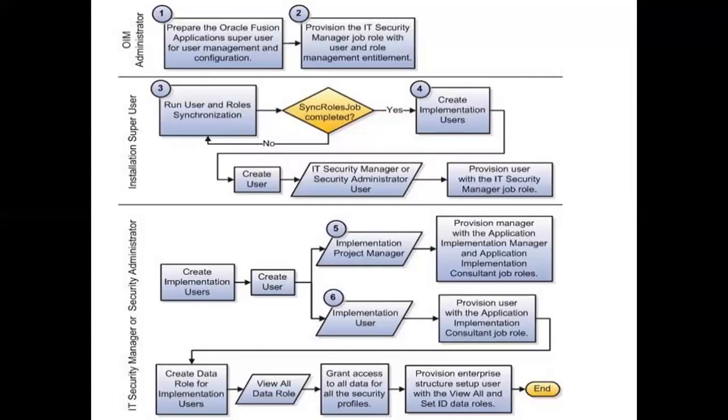Suppose a super user creates one or more implementation users by performing the create implementation user task. As an alternative to provisioning an implementation user with the application implementation consultant role to access all enterprise structures, you may need implementation users with access restricted to enterprise structures for specific products. Here they're restricting. In this case, we use the create data roles for implementation user task to create a data role based on a job role with less broad access.